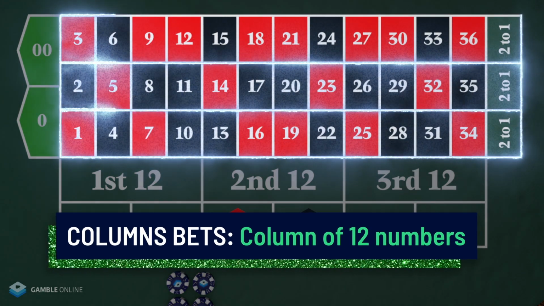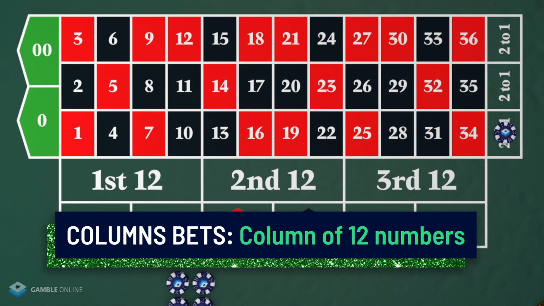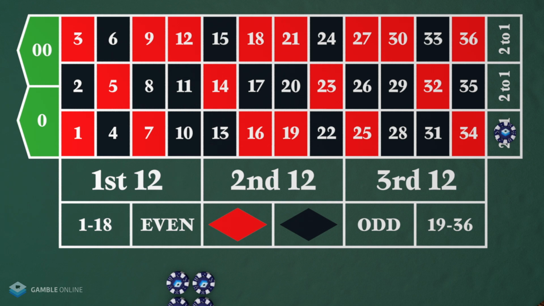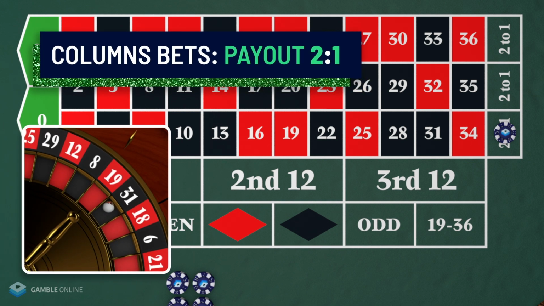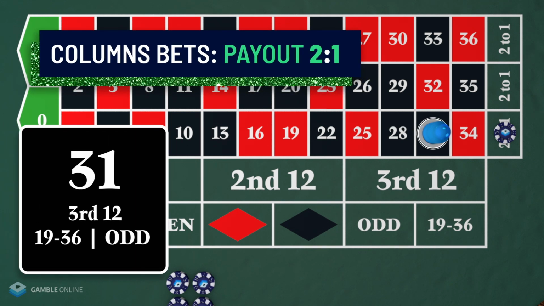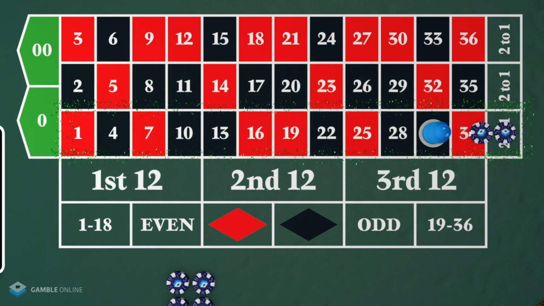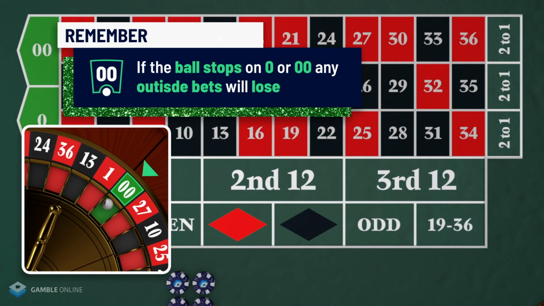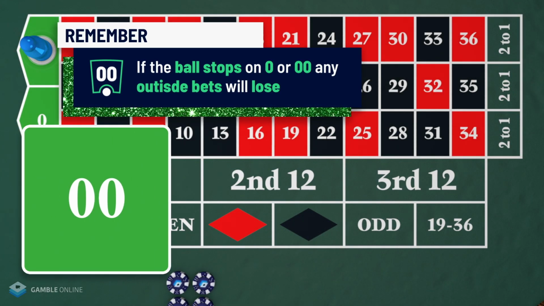Another type of outside bet you can make is called a column bet. This gives you any column of 12 numbers, and you can place these bets right here. Let's say you bet on the first column here. That gives you numbers 1, 4, 7, 10, 13, all the way down to 34. These bets pay 2-1, and you win if the ball stops on any of these numbers in this column. One thing to note is that if you're betting outside bets and the ball lands on 0 or 00, you'll lose that bet.